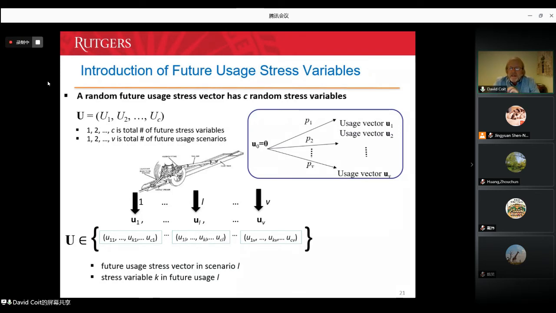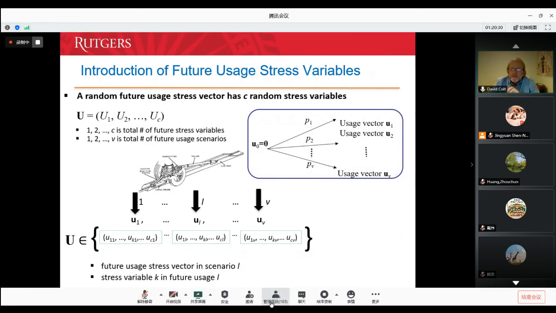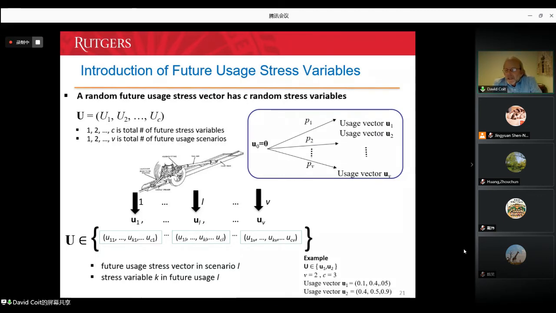We have this idea of scenarios, and we have this idea of different stress variables. So here's a small example. I might say there's 3 different variables, and I'm going to pick just 2 scenarios to represent them. So I have 2 vectors, and I'm going to say random U could be one of those 2.